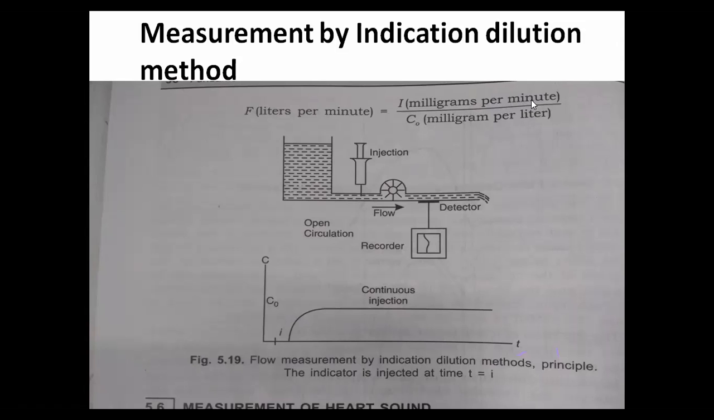This is milligrams per minute of the substance you inject, how much amount of milligrams we are injecting in a given period of time. This is the continuous injection, so the concentration becomes constant. After a certain amount of time the concentration becomes constant. After reaching here, the detector will identify the concentration. If the blood flow is more, that material does not concentrate into the blood.